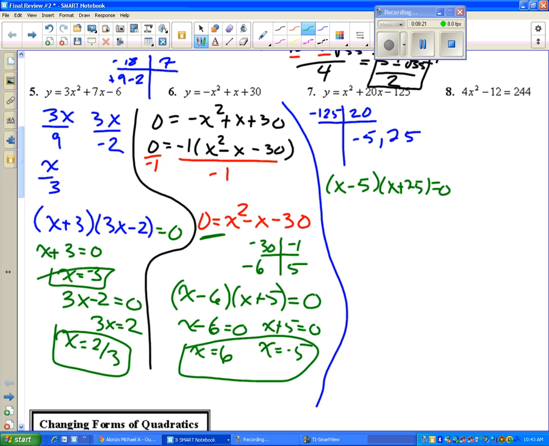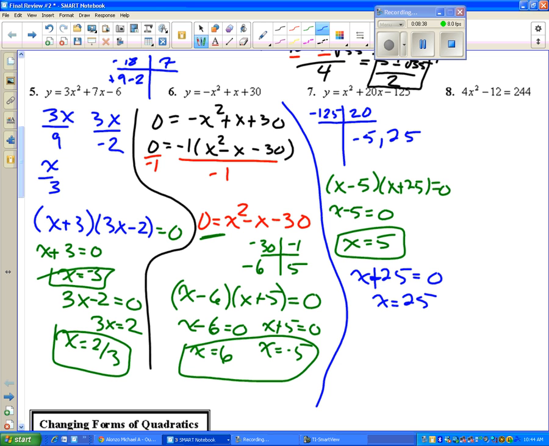So then x minus 5 is equal to 0. So add 5. X is equal to 5. Or x plus 25 is equal to 0. Add 25. X is equal to 25. See, I messed up. This is x plus 25. I need to subtract 25 from both sides. So x is equal to negative 25. I get ahead of myself in my head.